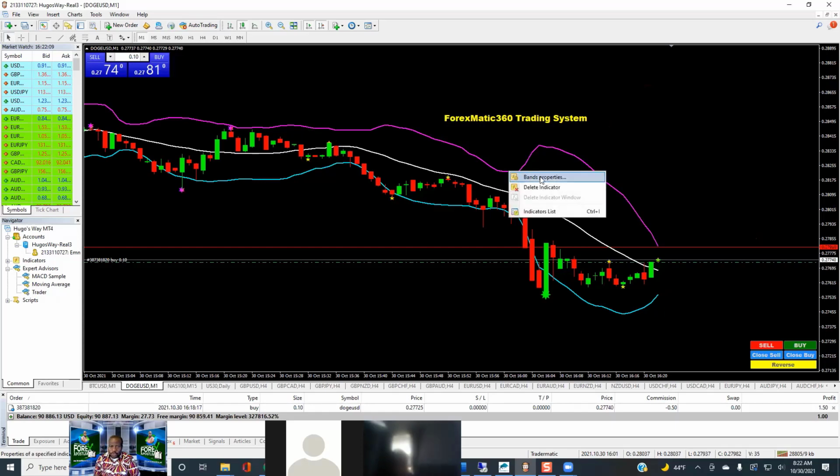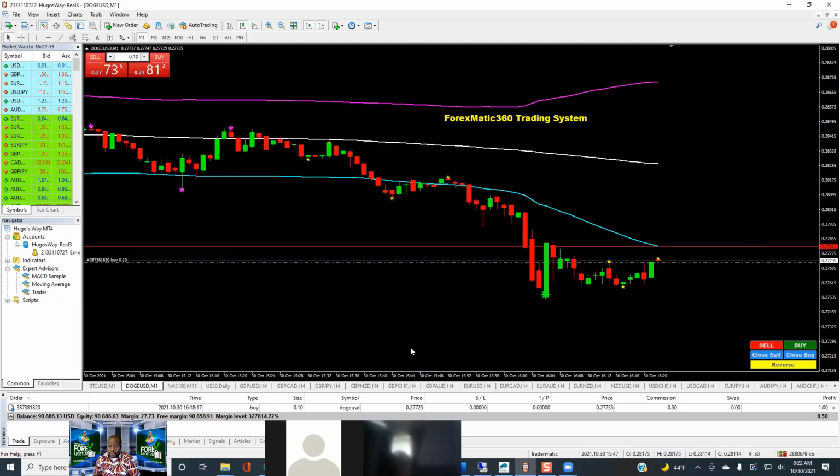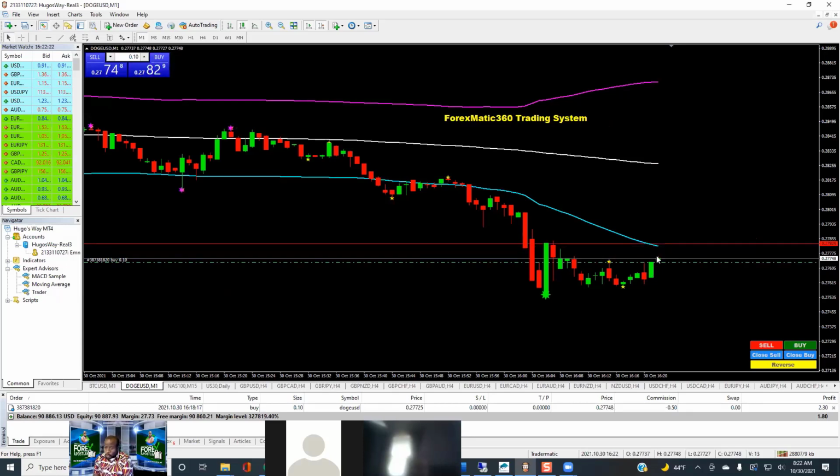So I like to use this at 200, and what I normally use it for is to target my entry breakout. Like for instance, if it comes like this, I know it will definitely go back up, as you can see. Because the goal is for it to come back up.